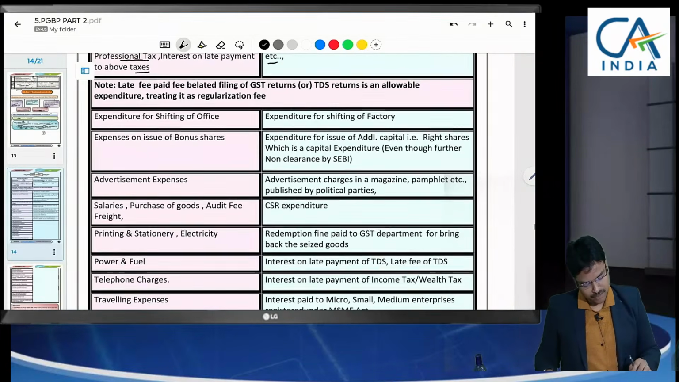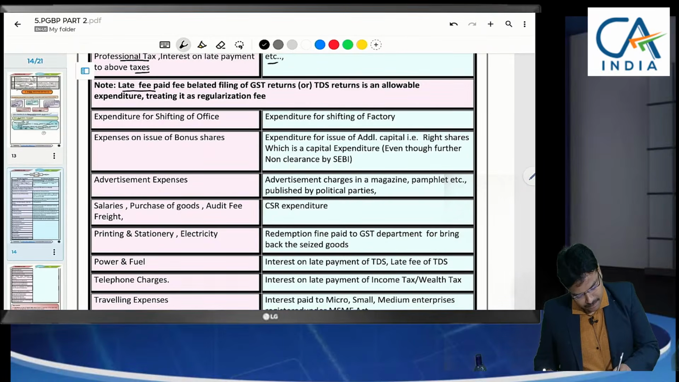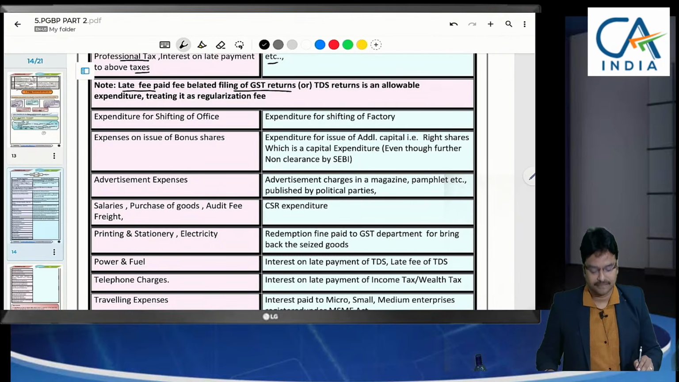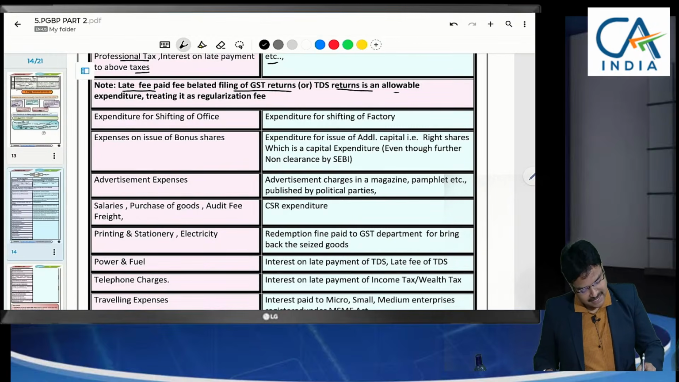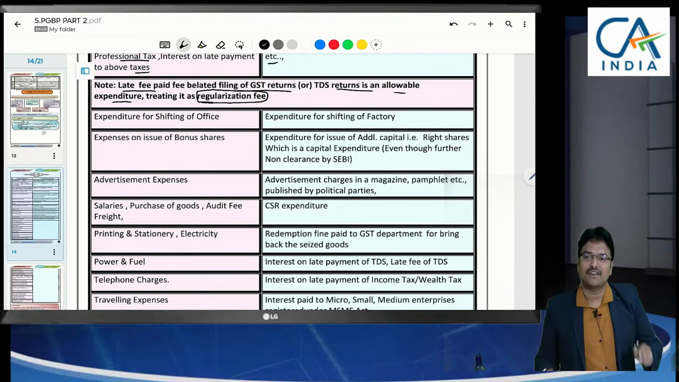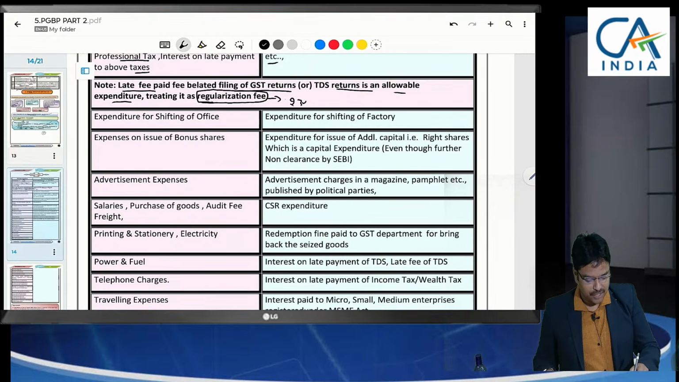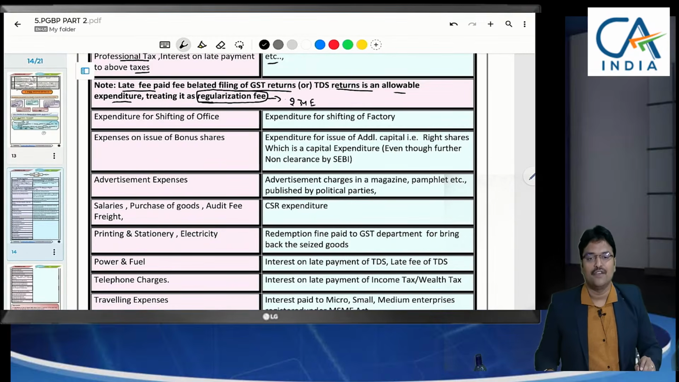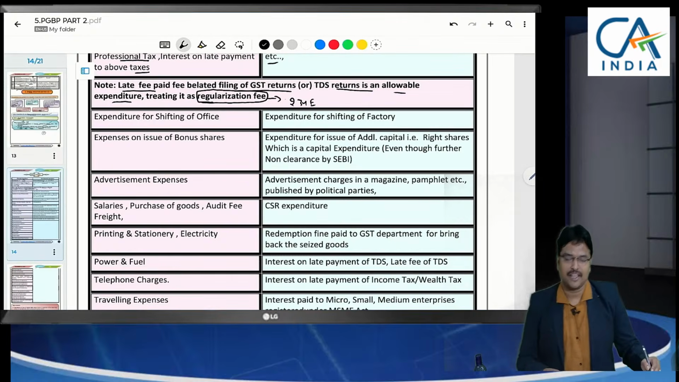Next, late fee paid for belated filing of GST returns is allowable. For TDS returns, it is an allowable expenditure if you treat it as a regularization fee. If that is your interpretation, you can claim 234E late fees also. If you treat it as a regularization fee, you can claim.